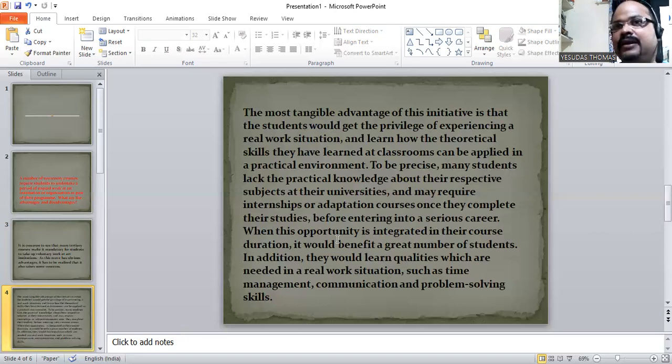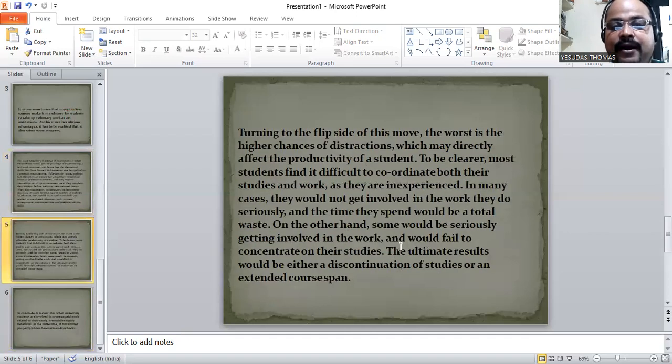So we have the practical session. Even though it is unpaid, we have the practical exposure when it is given along with the course. That's great, that is highly beneficial. In addition, they would learn qualities which are needed in a real work situation, such as time management, communication, and problem solving skills. We have additional advantages: time management, communication, and problem solving skills. That's it. Now, we are looking into the disadvantage paragraph.